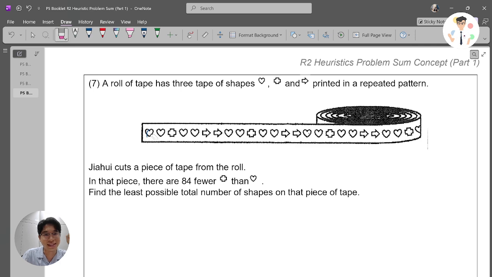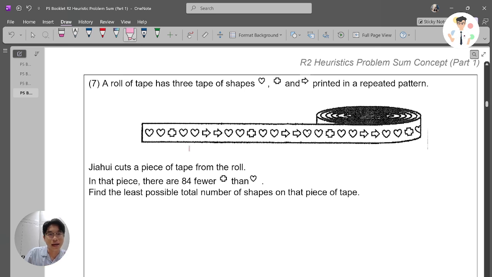Now, what happened is Jiahui cut a piece of tape from the row. I don't know where it cut. Maybe here cut, maybe here cut, or maybe inside then it cut. And what happened is in that piece, there are 84 fewer cross than heart shape.